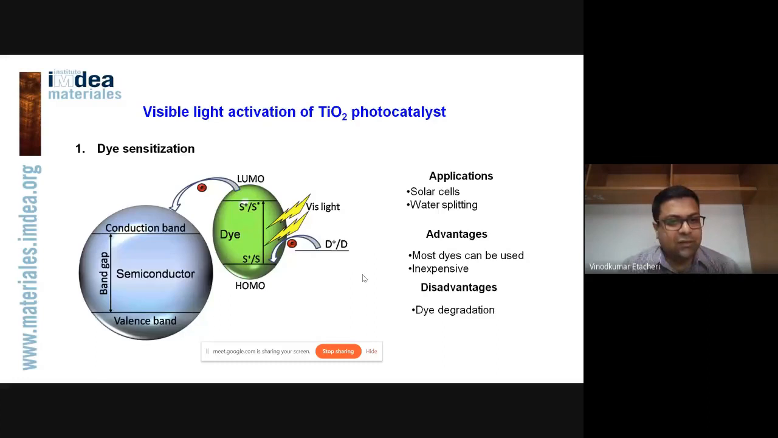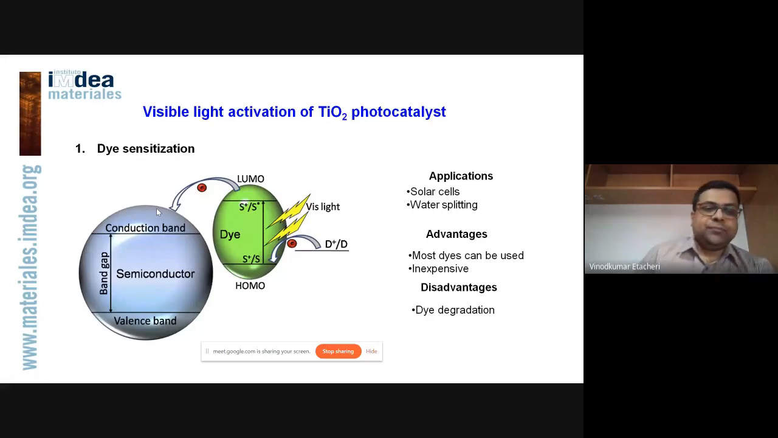TiO2. So you can see the conduction band and valence band level of a semiconductor and of a dye. This dye could be anything, like rhodamine blue or any kind of dye, including naturally available dyes. For visible light activation, the dye can absorb visible light. Even though the semiconductor cannot absorb, the dye can absorb visible light, and it can excite an electron from HOMO to LUMO, and that electron from the dye can be transferred to TiO2.